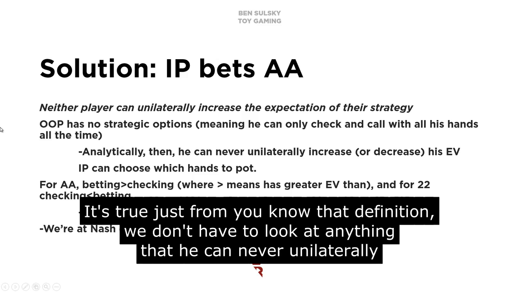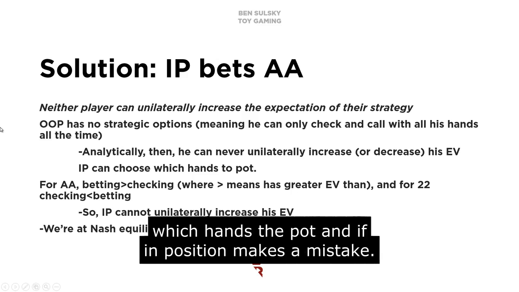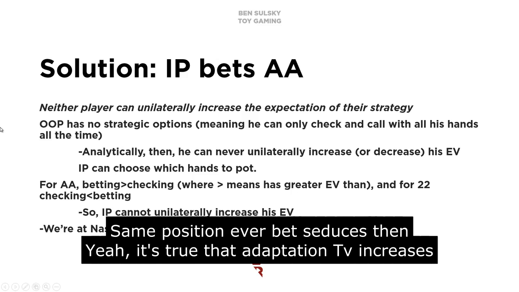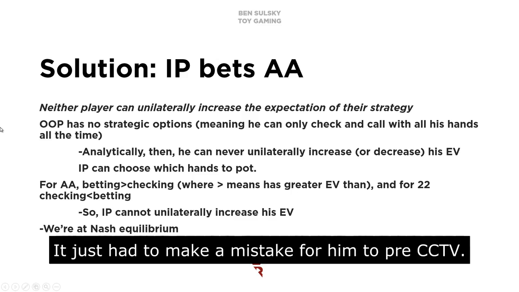That he can never unilaterally increase or decrease his EV, since in position can choose which hand's the pot, and if in position makes a mistake, say in position ever bets deuces, then yeah, it's true that out of position's EV increases. But out of position didn't do that himself. In position had to make a mistake for him to increase his EV.